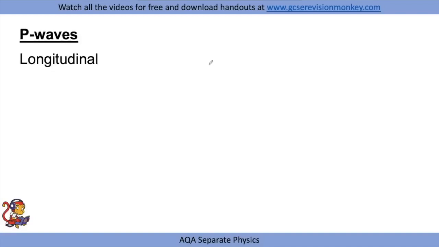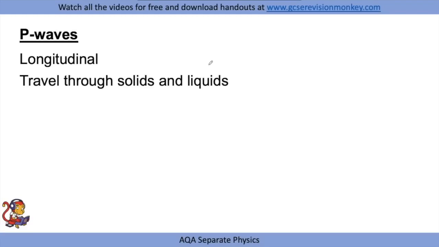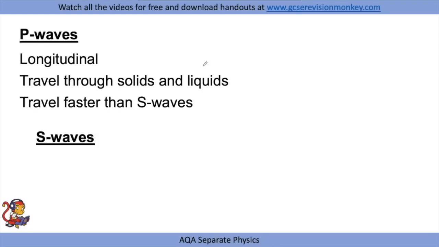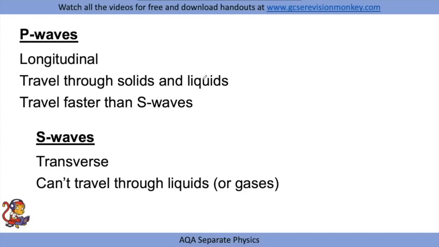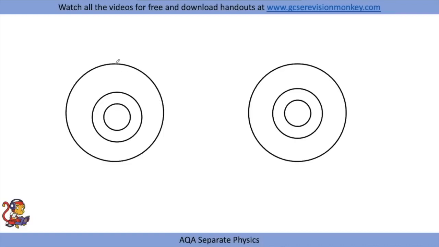P waves are longitudinal. They travel through solids and liquids, and they travel faster than S waves. And S waves are transverse. They can't travel through liquids or gases, and they travel much slower than P waves. So the properties of these have helped us investigate the structure of the Earth. So let's say, for example, that an earthquake happened at this point here on Earth, if we're using this as our Earth model.